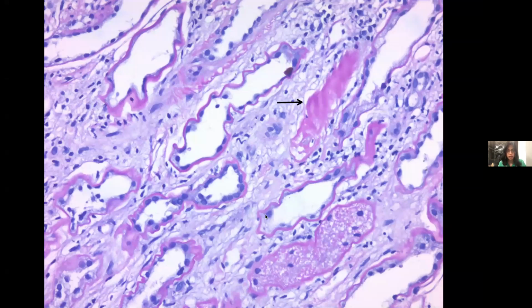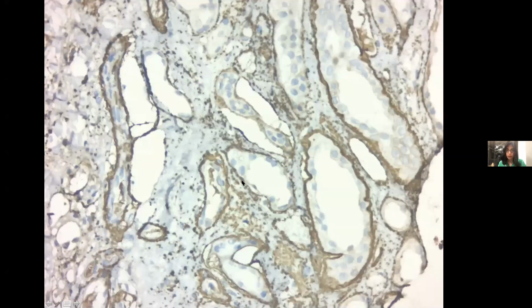They give a lovely staining for kappa. And again, no lambda. And these are the inflammatory cells in the interstitium. She had some tubulointerstitial inflammation, and of course the inflammatory cells will also stain for kappa. Again, this is her kappa staining. You see very nice kappa staining along these wrinkled tubular basement membranes.